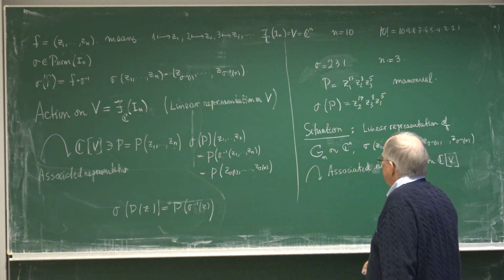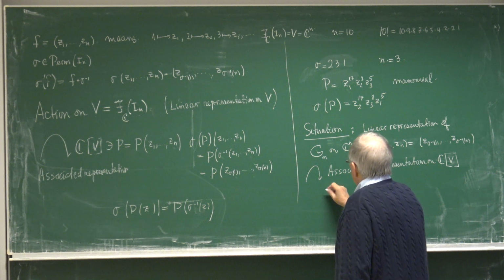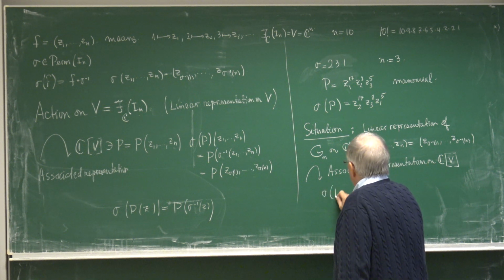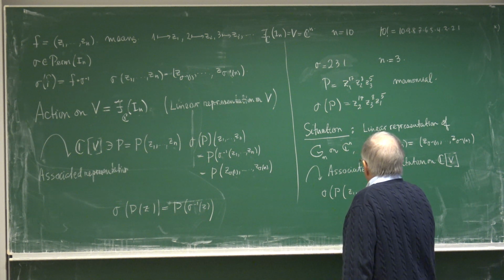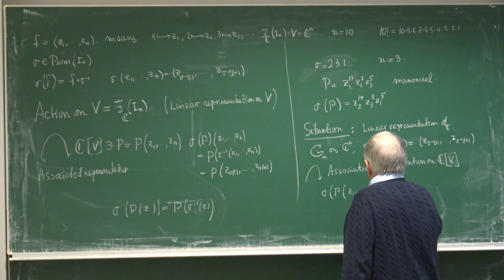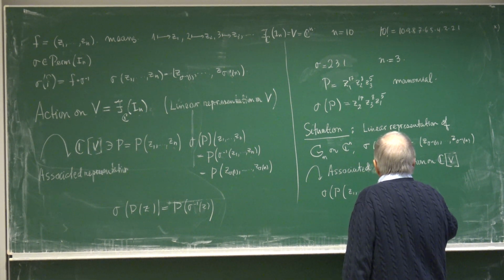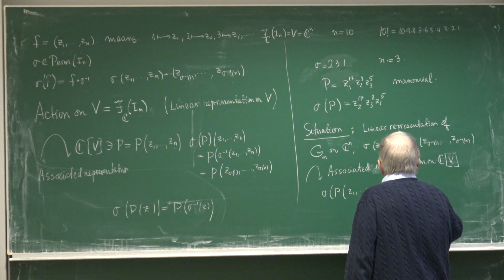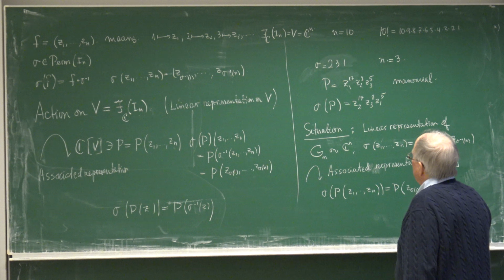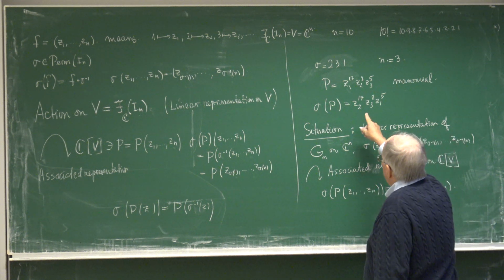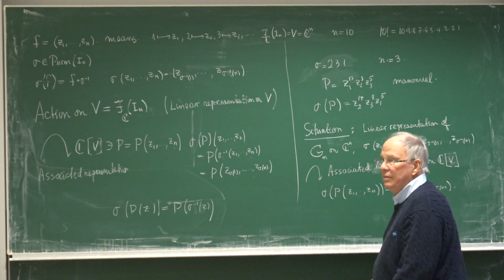And that is sigma of a polynomial at a point z1 through zn, as a function, is equal to the polynomial then at the point sigma inverse of z. Okay. And see the above example.